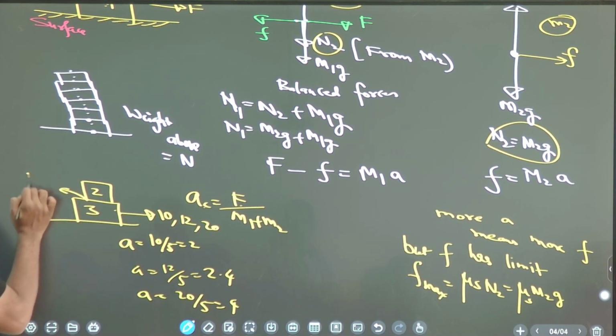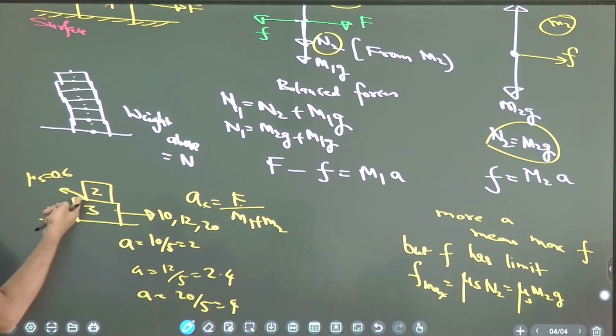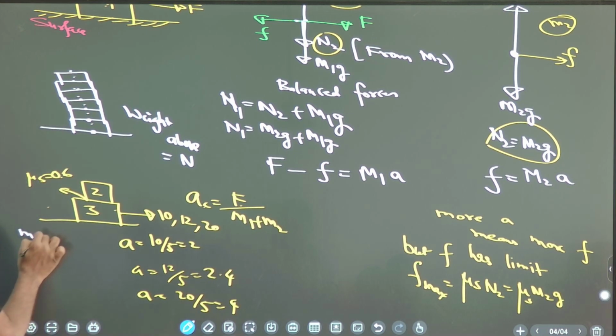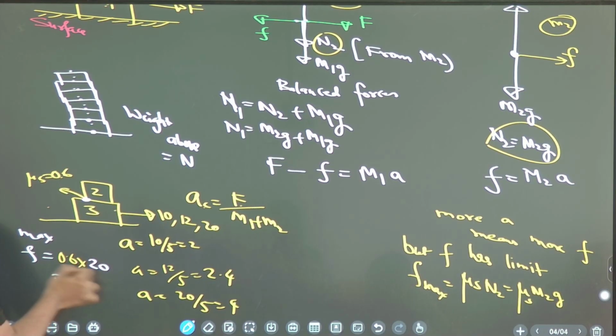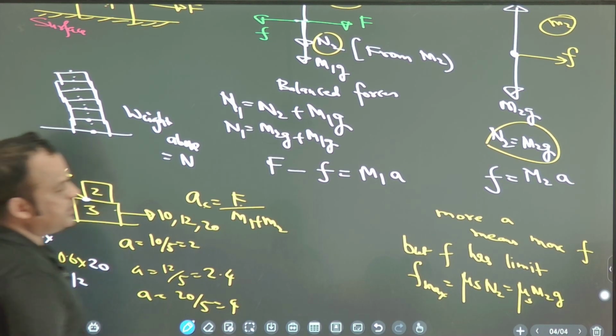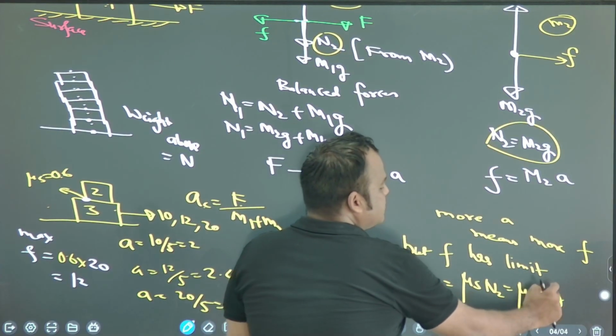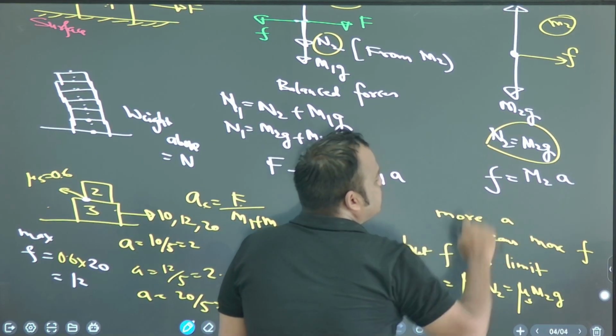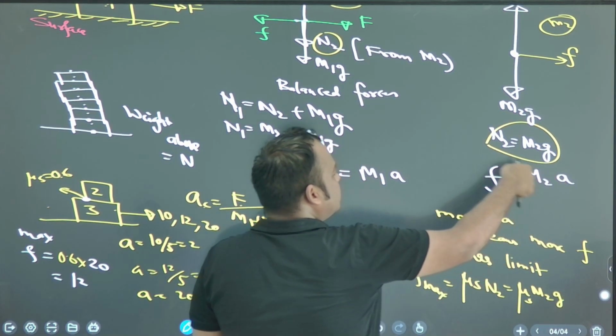Suppose I am giving mu s 0.6. Mu s is 0.6. So what is the maximum friction? Tell me here. What is the value of maximum friction here? Mu s m2g. How much? 12. Okay, clear? So maximum friction is mu s m2g, understood? And this is common acceleration. So common acceleration into m2 is equal to friction.